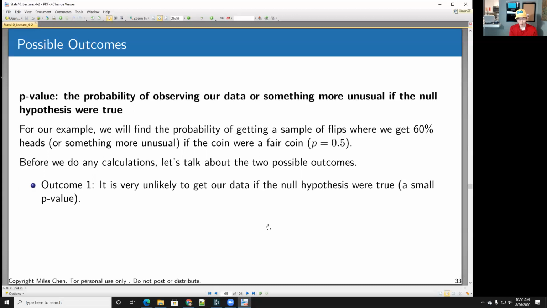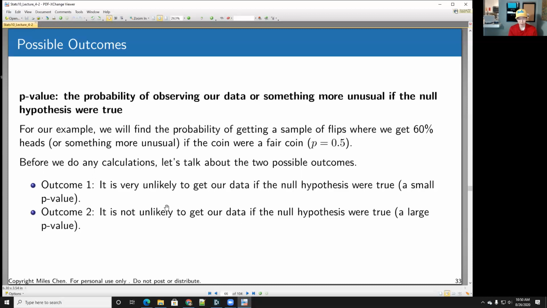Because that means it landed heads 600 times and tails only 400 times, so we're getting basically a 20% difference. And I would say it's very unlikely to get our data if the null hypothesis were true. Okay.